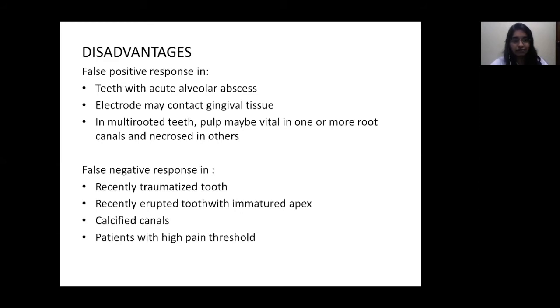The second one is the false negative response. False negative responses are seen in recently traumatized teeth, recently erupted teeth with immature apex, calcified canals, and patients with a high pain threshold.